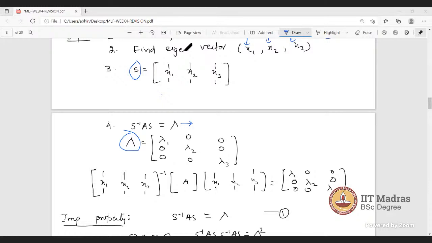Sir, here S, does that have to be always full rank? Or like in the previous example, we saw it was not. So S is always going to be full rank. Why? Because x1, x2, x3 are going to be independent. But if it's not full rank, then we cannot diagonalize. So I think that should be mentioned too, right?